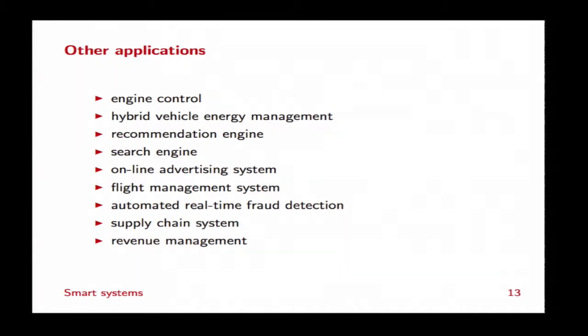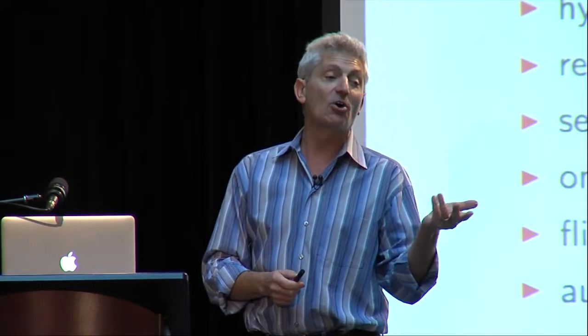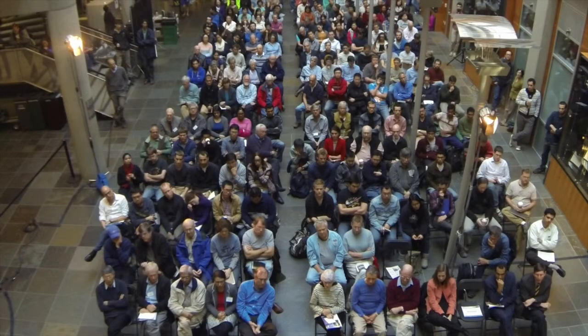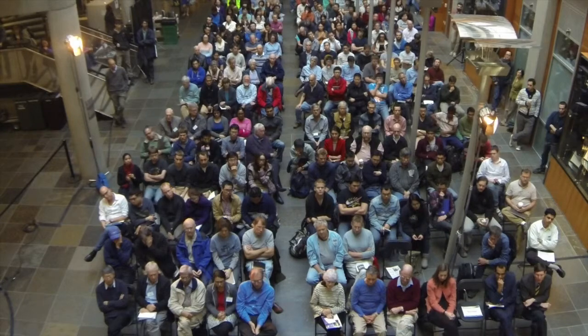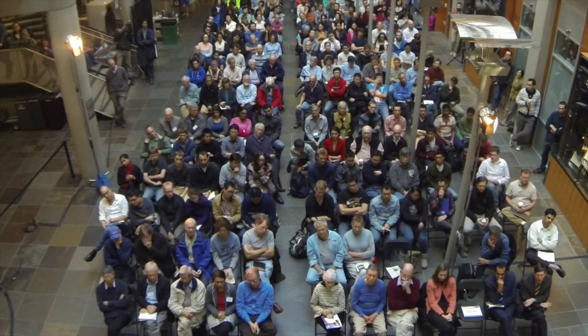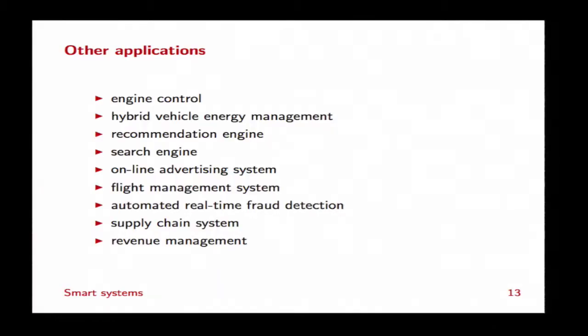Automated real-time fraud detection. That's running everywhere. We're all subject to it. Every single time you make a credit card transaction, various attributes of that transaction will go to a central computer, which will very quickly, one hopes, guess whether or not that's fraud. And if it thinks it's fraud, it's going to block it, right? So that's what will happen there. Okay, supply chain. I mean, this is just amazing stuff.